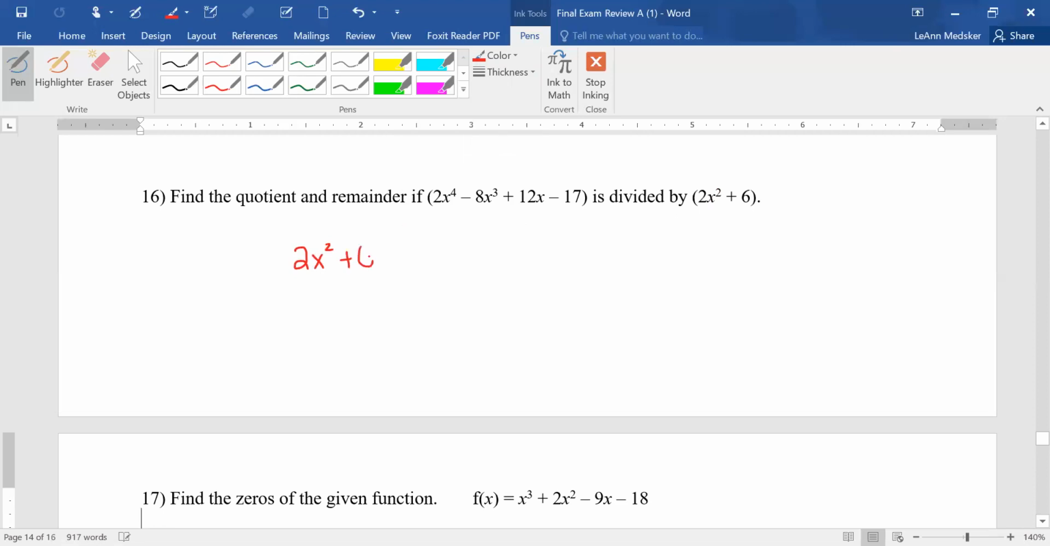Now, when I do long division, I put the part I'm dividing by on the outside. I don't so much worry if I'm missing a power here, but I do worry about that on the inside because it's a placeholder.